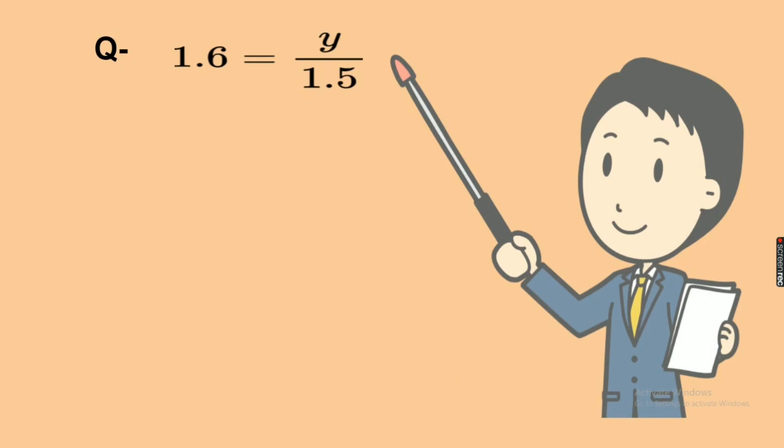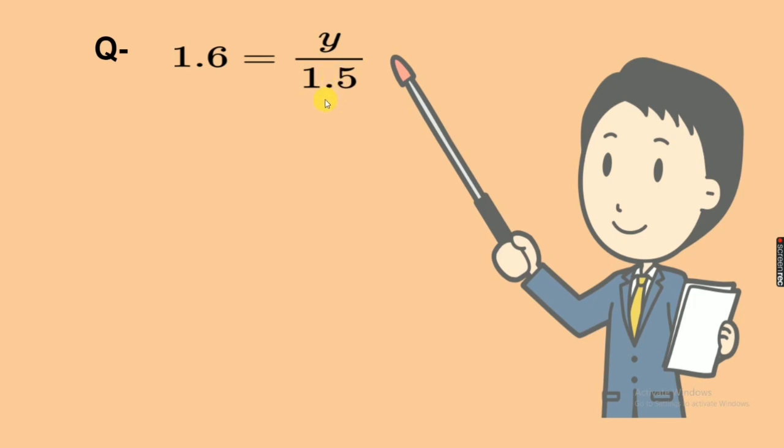Now let us move on to our next problem. Here is 1.6 is equal to y upon 1.5. Now we have to find the value of this variable y, but y is divided by 1.5.